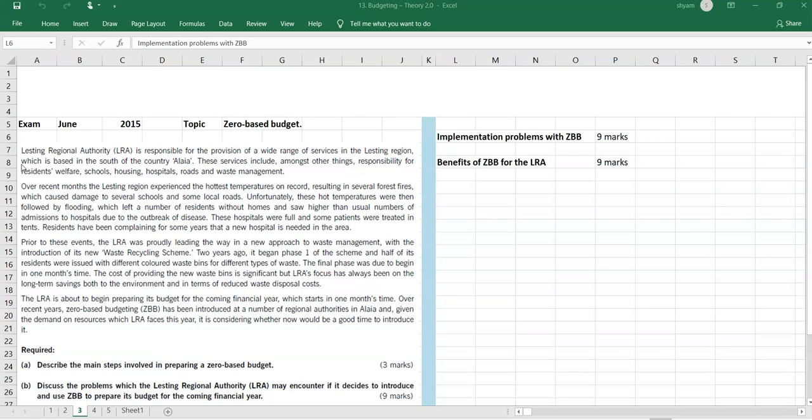So we'll start reading the case study. You can read along the cursor.